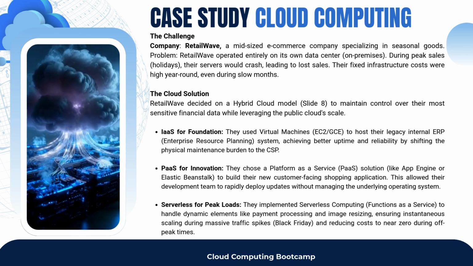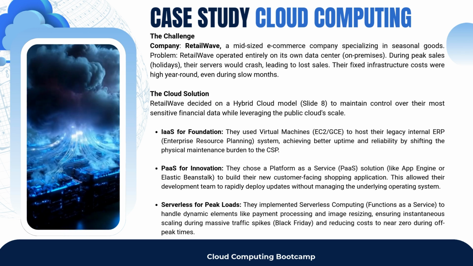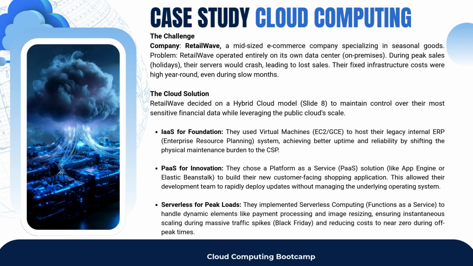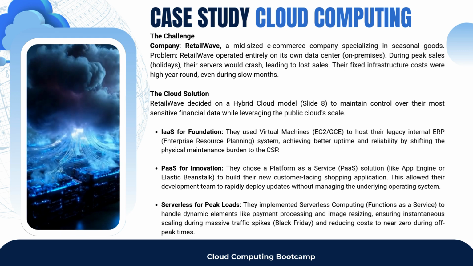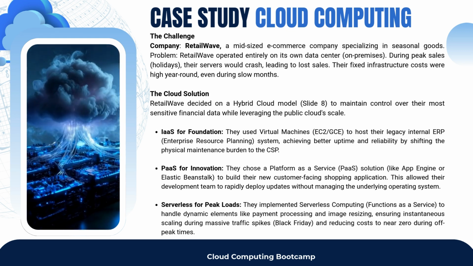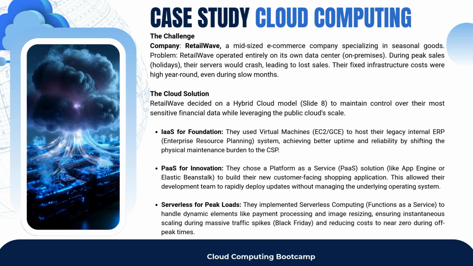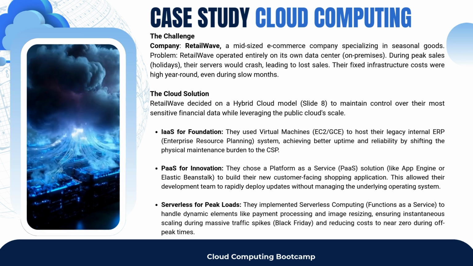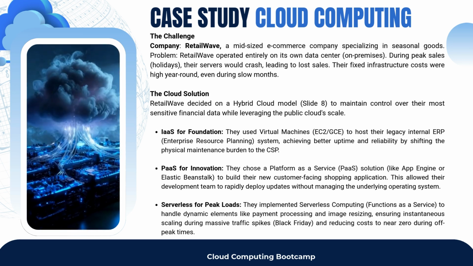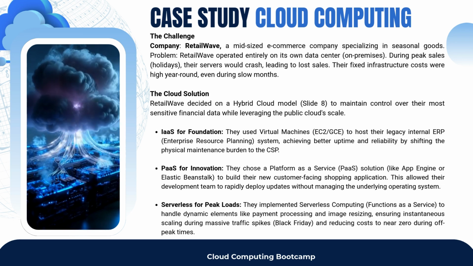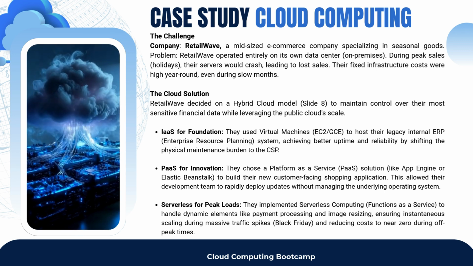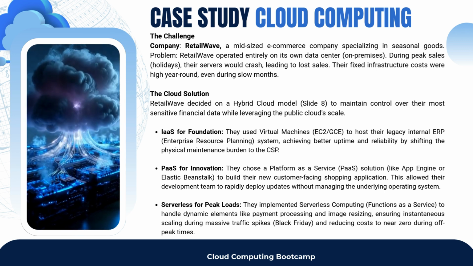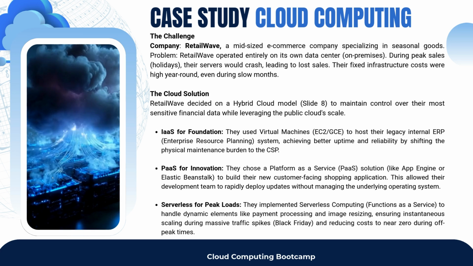The cloud solution. Retail Wave decided on a hybrid cloud model, slide 8, to maintain control over their most sensitive financial data while leveraging the public cloud scale. 1. IaaS for foundation, slide 5. They used virtual machines, EC2/GCE, to host their legacy internal ERP, enterprise resource planning system, achieving better uptime and reliability by shifting the physical maintenance burden to the CSP.